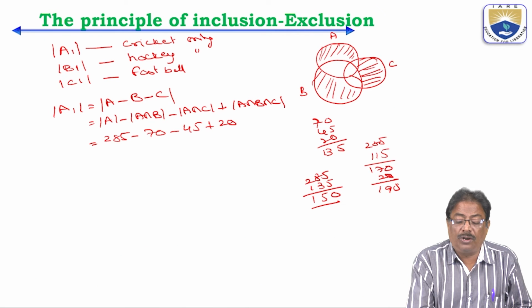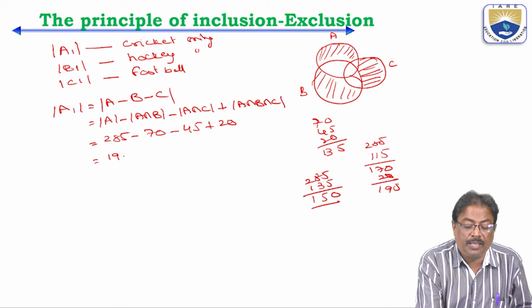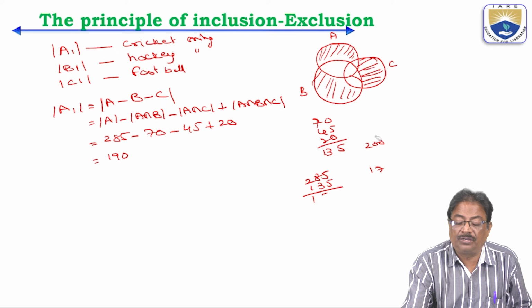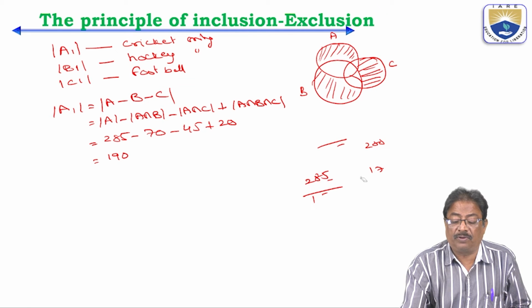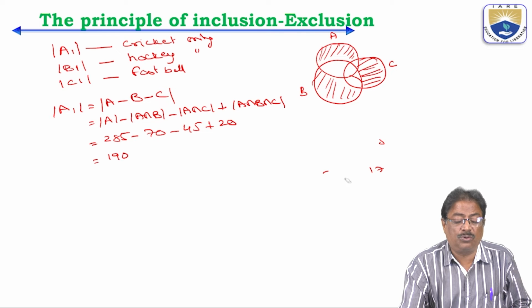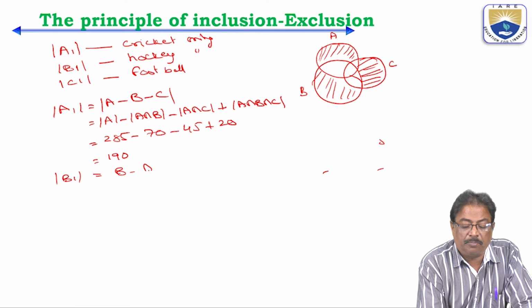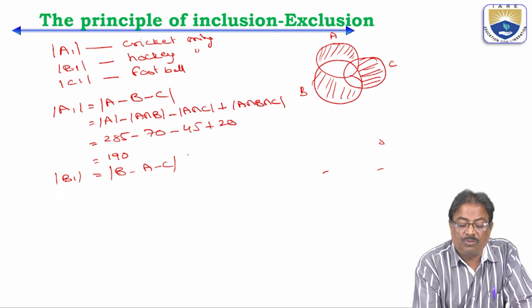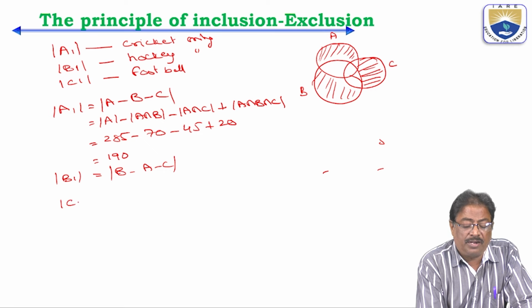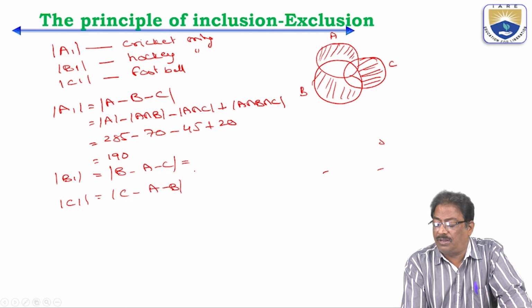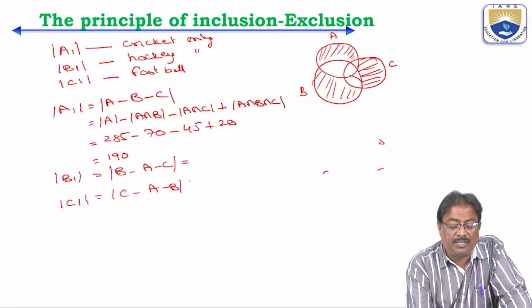By using that, we get the viewers who watch only cricket. Similarly, who watch only football, who watch only hockey. The cardinality of B1 is B minus A minus C. In a similar way we are going to calculate. And the cardinality of C1 is C minus A minus B. Once again, we have to substitute and calculate in the same way.